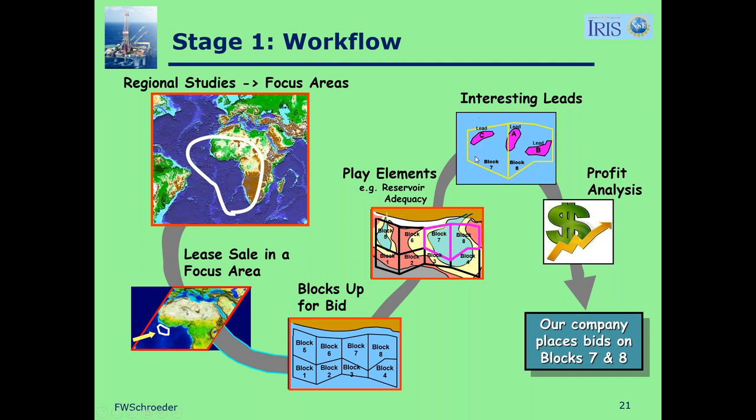We'll come up with interesting leads. So we have lead A, lead B, lead C, features that we've identified that have possibilities in terms of holding economic hydrocarbon. And then we have to do some profit analysis. How much might be there? How much money would it cost to develop a field? How much will we get from selling the oil or gas? And then if it looks like we could make a profit, we might recommend in the earliest part of exploration that our company should bid on block 7 and 8 and not bid on block 1 through 6.